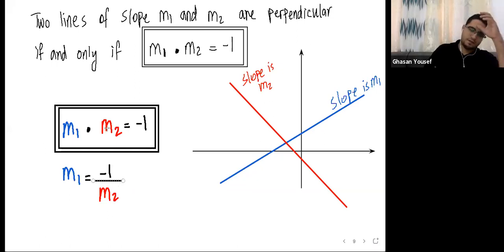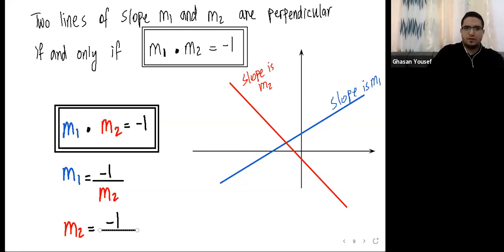The same thing for m2. If m1 is given and m2 is unknown, we can find m2 by the formula m2 equals -1 over m1. Both are correct, depending on the question.